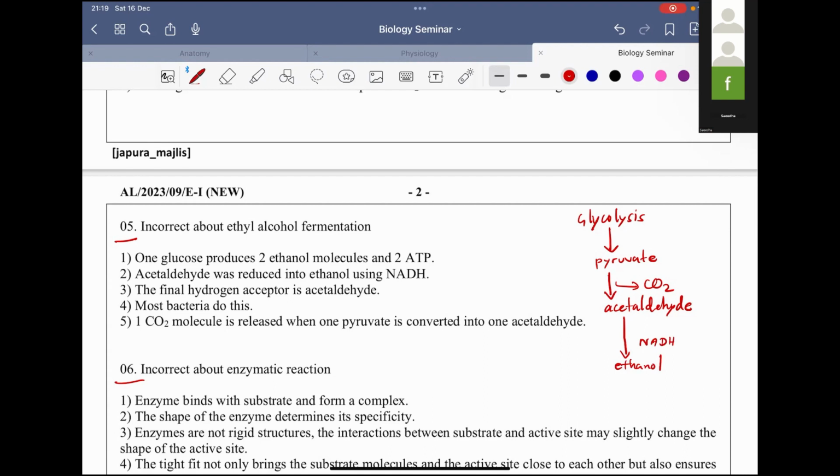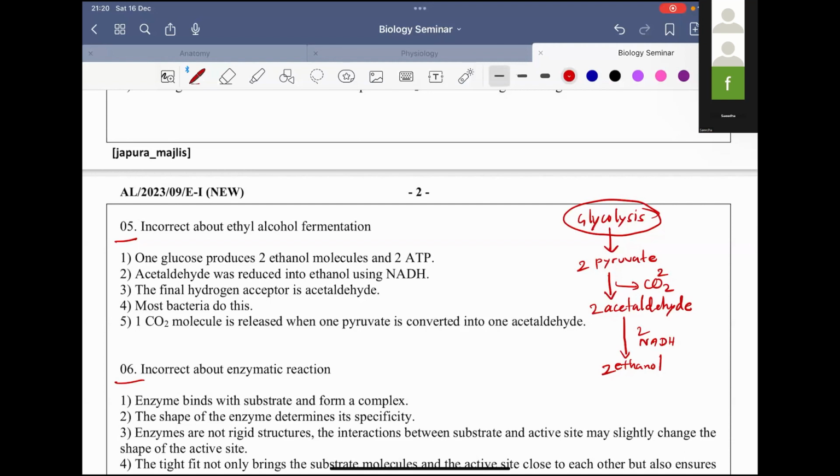Now let's see the statements. They ask for the incorrect statement. One glucose produces two ethanol molecules and two ATP. That is correct, right? Because from one glucose, two pyruvate, carbon dioxide, two acetaldehyde, two NADH, two ethanol. So two ethanols and two molecules of ATP is correct. Next, acetaldehyde was reduced into ethanol using NADH. That is correct, right? Acetaldehyde turns to ethanol by using NADH. So that is also correct.